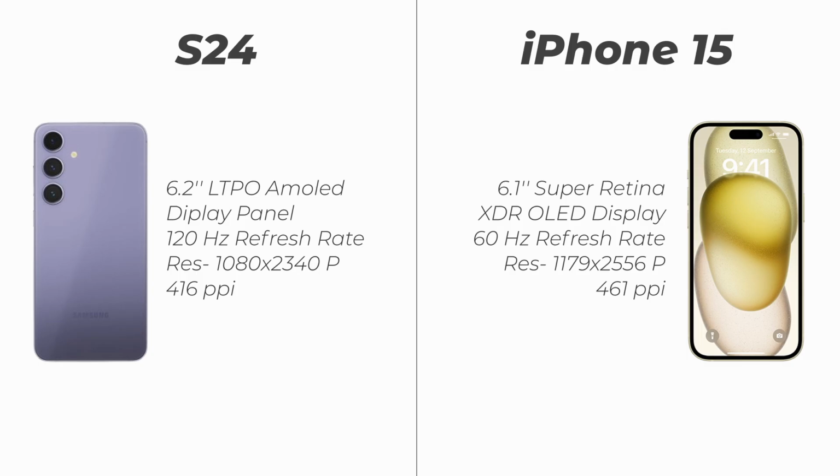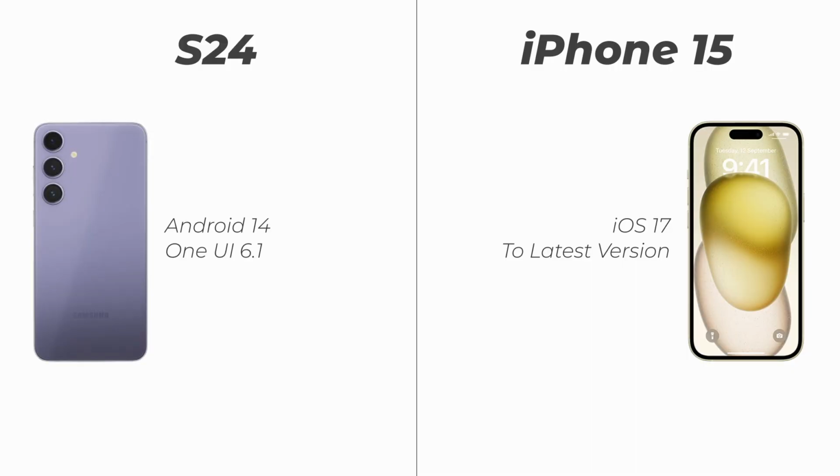Well, talking about the display of both the phones, S24 has 6.2-inch LTPO AMOLED display panel with 120Hz refresh rate, 1080 into 2340 pixels with 416 pixels per inch. On the other hand, iPhone 15 has 6.1-inch Super Retina OLED display panel with 1179 into 2556 pixels with 461 pixels per inch. Both the phones have different operating system. S24 has Android 14 based on One UI 6.1, whereas iPhone 15 has iOS 17 upgradable to iOS 17.3, the latest one.